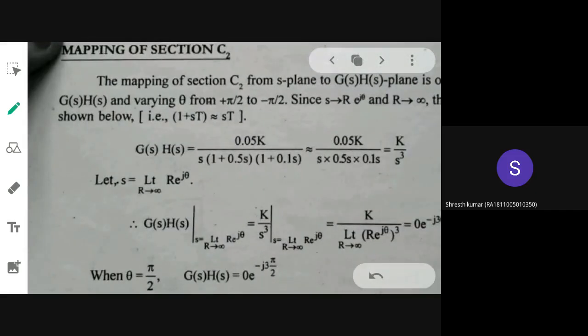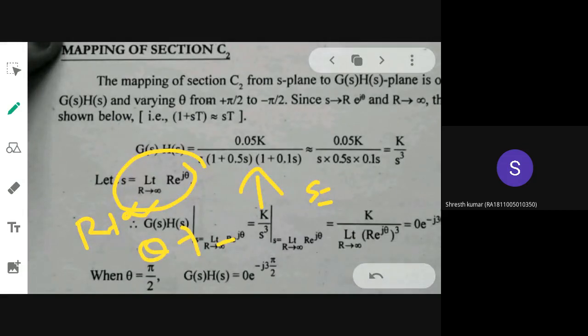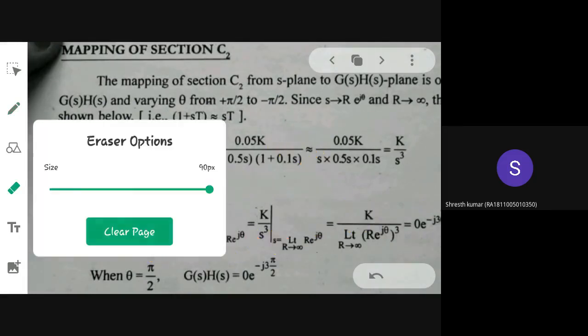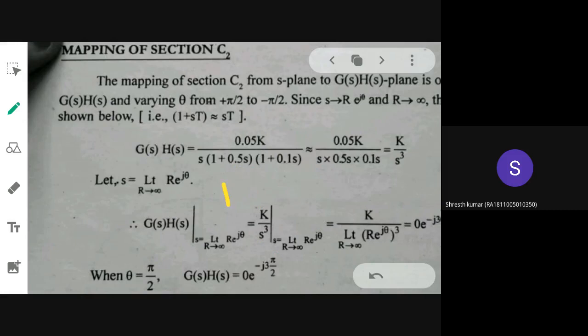And this is the given transfer function that you obtain, in which you substitute that condition. S is equal to this condition, where r tends to infinity, that is the maximum value, and theta varies from plus pi by 2 to minus pi by 2. These two conditions you have to satisfy everywhere in the G(s)H(s) relation. And considering the r factor is infinity, if you compare these two terms, s has that r factor.